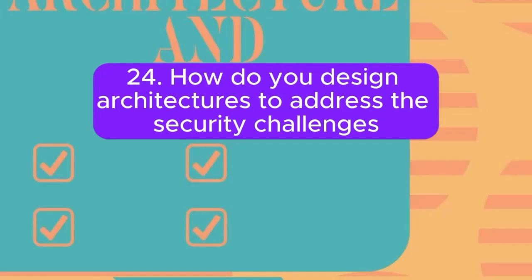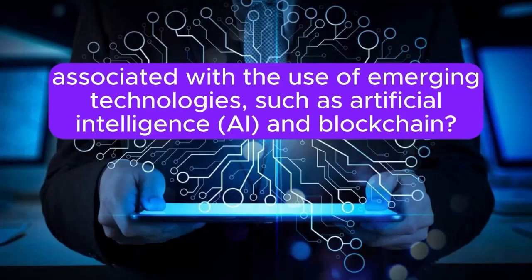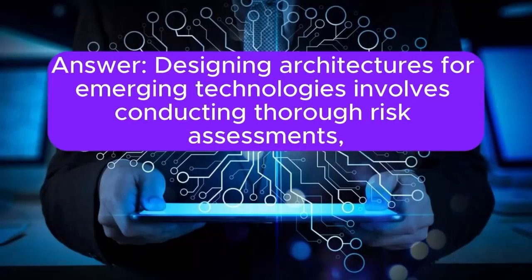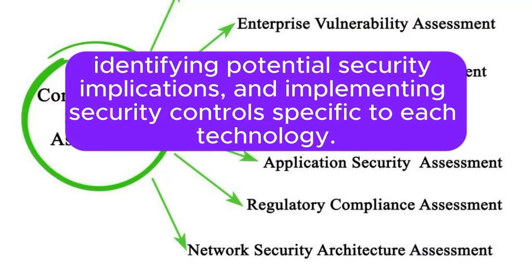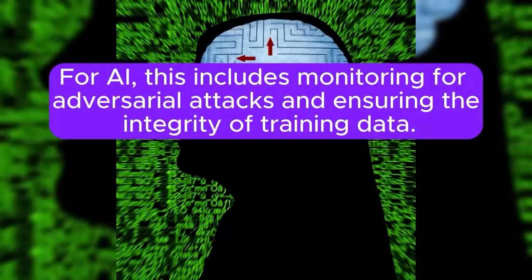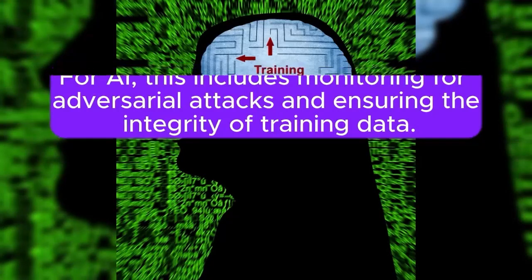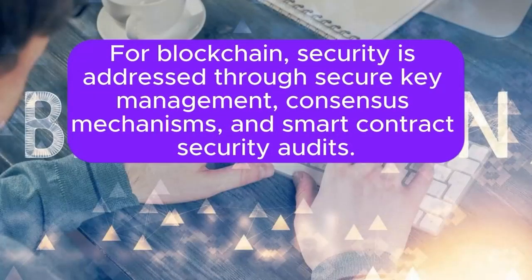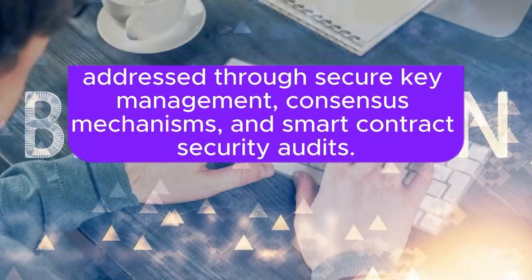24. How do you design architectures to address the security challenges associated with the use of emerging technologies, such as artificial intelligence (AI) and blockchain? Answer. Designing architectures for emerging technologies involves conducting thorough risk assessments, identifying potential security implications, and implementing security controls specific to each technology. For AI, this includes monitoring for adversarial attacks and ensuring the integrity of training data. For blockchain, security is addressed through secure key management, consensus mechanisms, and smart contract security audits.